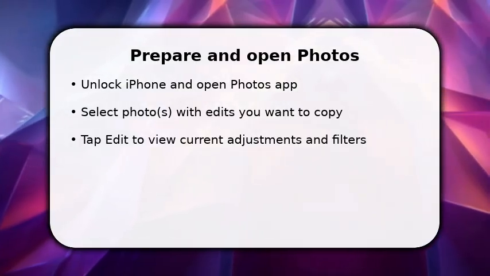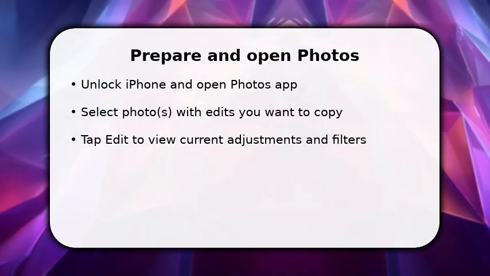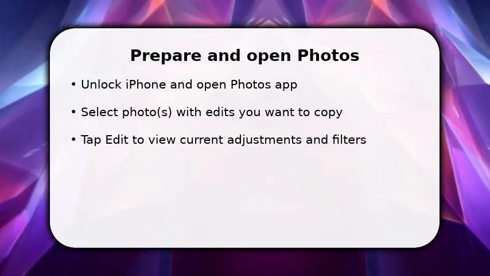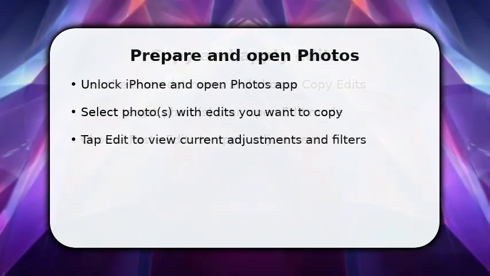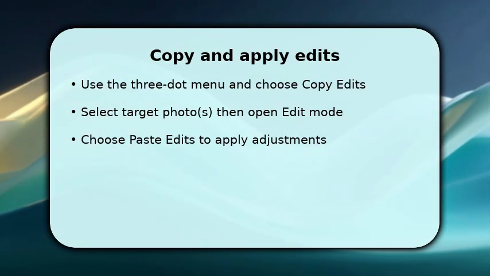Now tap the three-dot menu or the adjustments icon to expose the copy options and move to the next step. With the source photo open, tap the three-dot menu and choose Copy Edits. That copies sliders, filters, and crop.